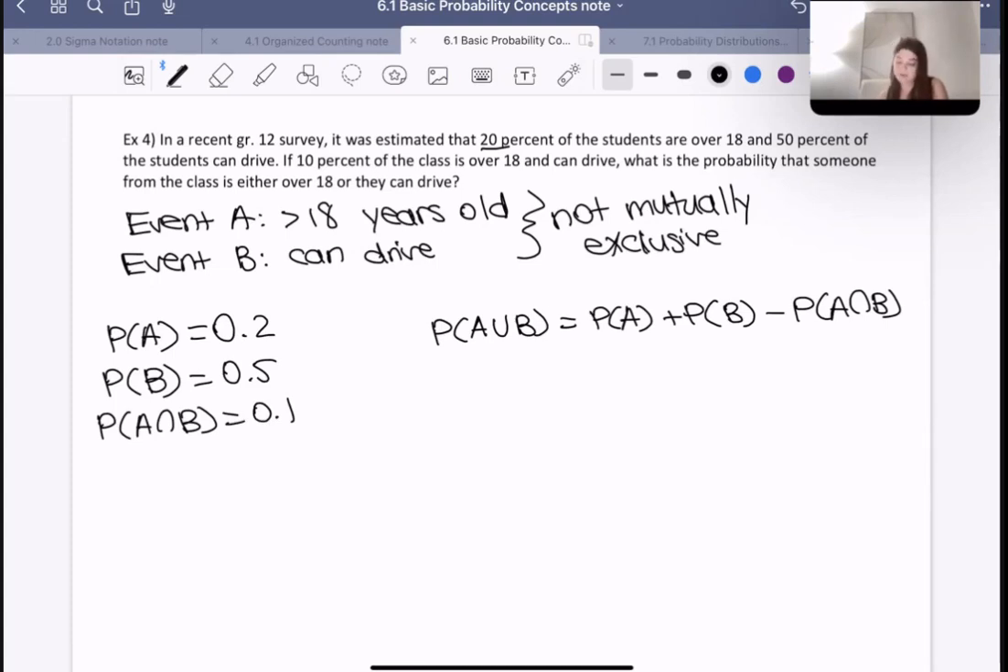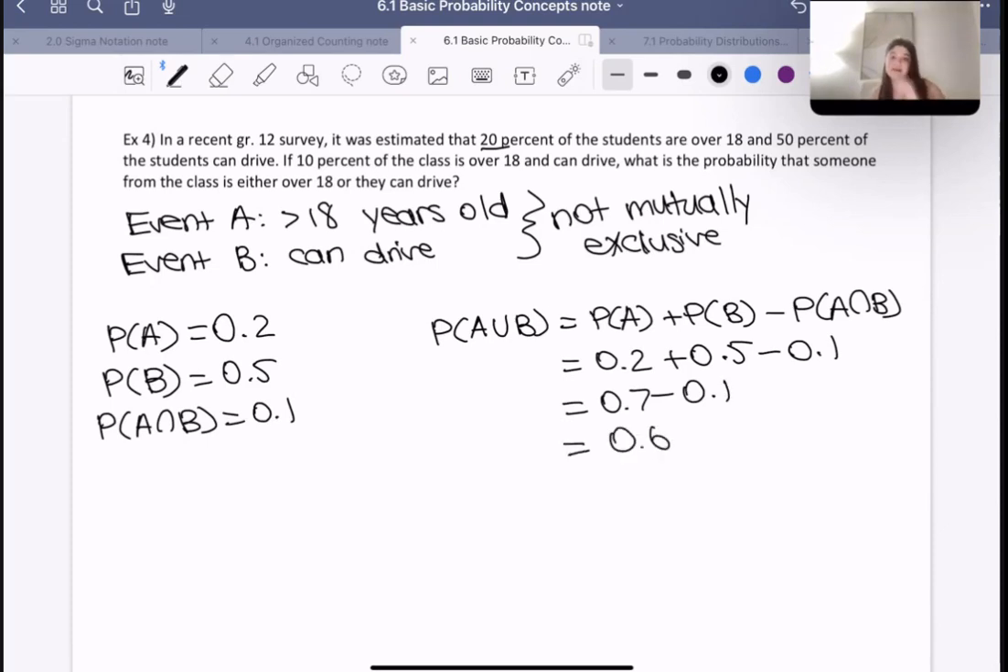Well, now all we need to do is plug our findings in and say this is equal to 0.2 plus 0.5 minus 0.1, which is 0.7 minus 0.1, which is 0.6, right? So therefore, the probability that someone from the class is either 18 or they can drive is 0.6. So a slightly likely chance that someone randomly selected is in at least one of these categories. Maybe both, or maybe just one of the categories. Very good.